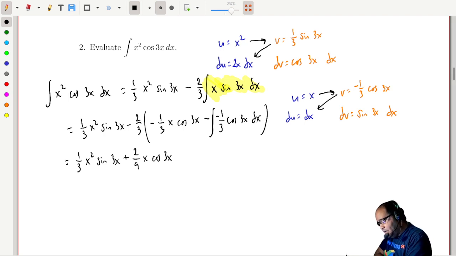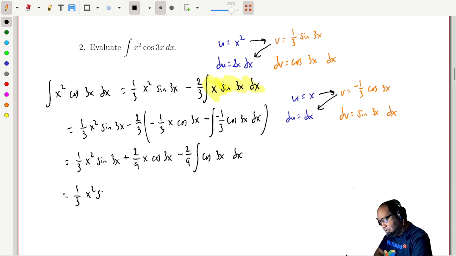Then this is where stuff gets a little hairy. Minus on the inside there, that's a plus. Then there's another minus, so that's a net minus 2 over 9, integrating cosine of 3x dx. And we've already done this before. You see it in the first bit of orange there.